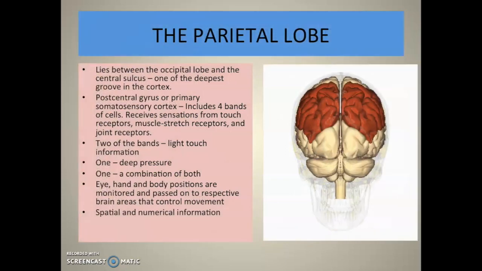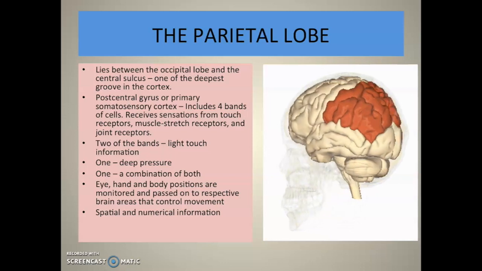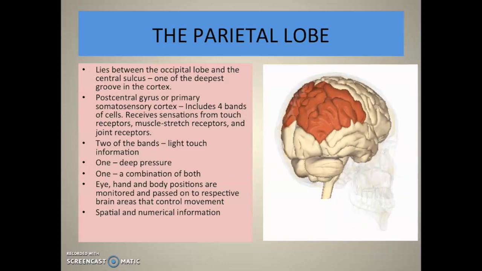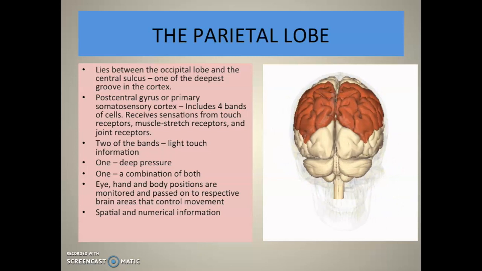The next lobe that we're going to consider is the parietal lobe. The parietal lobe basically lies just in between the occipital lobe and the central sulcus. The central sulcus is the deepest groove in the cortex. So that is one thing that you need to know.